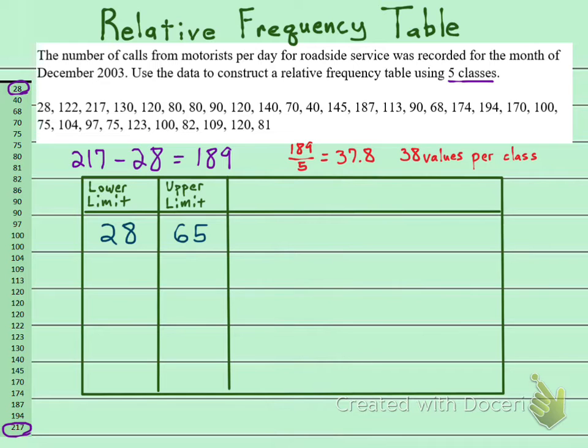My next class goes to the next value, which is 66. That's one value, and I need to include 37 more values. So 66 plus 37 is 103. Next value would go in the next class, which is 104. That's one value in this class, and I need to include 37 more, which would give me 141.